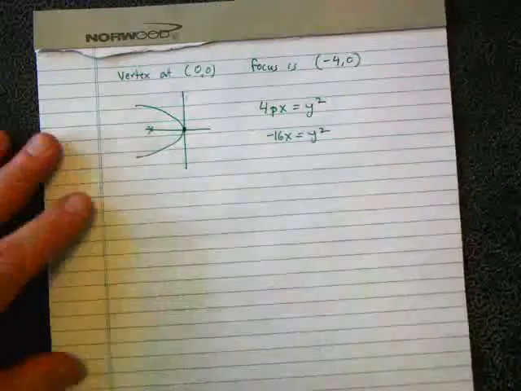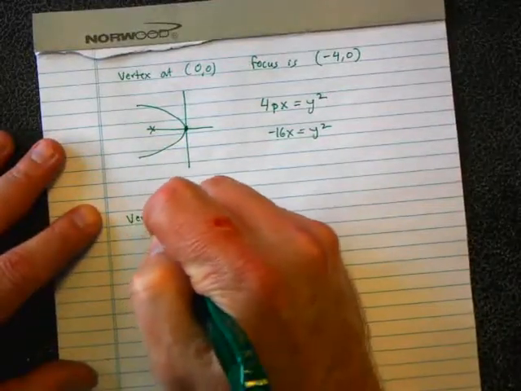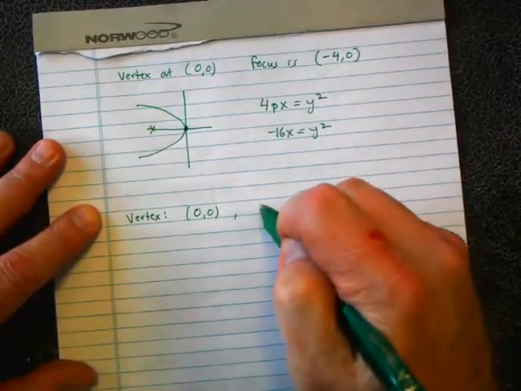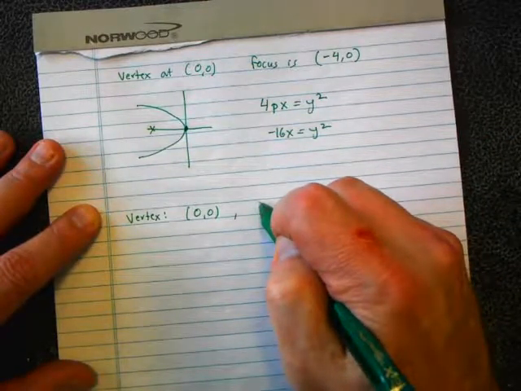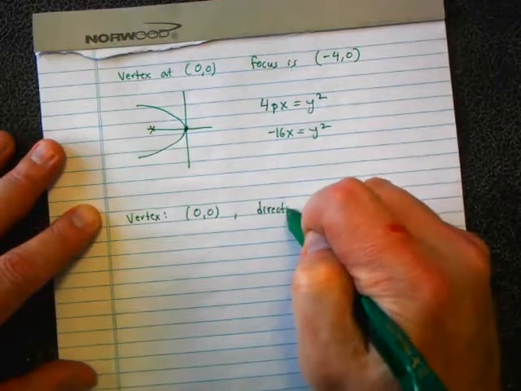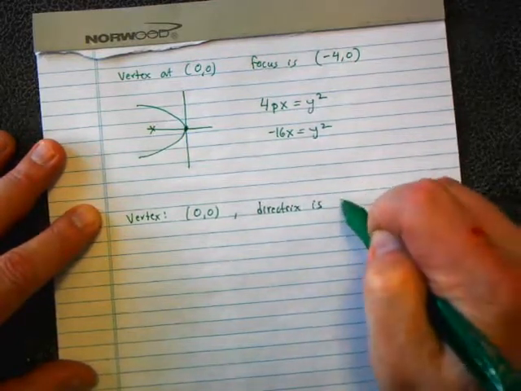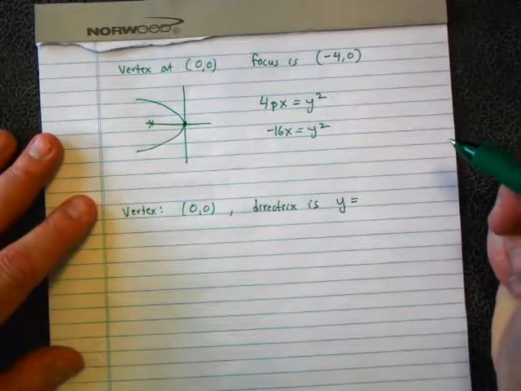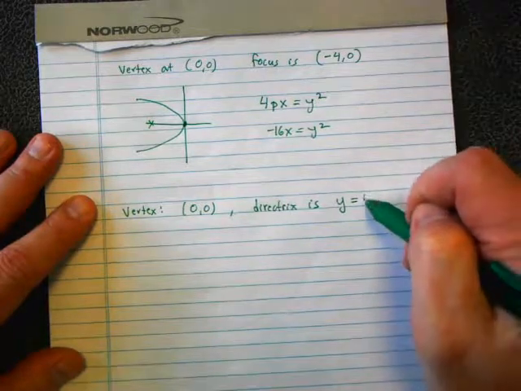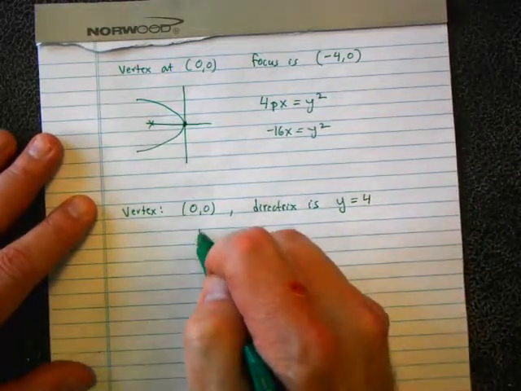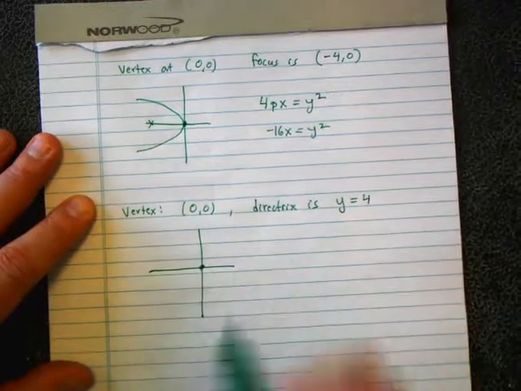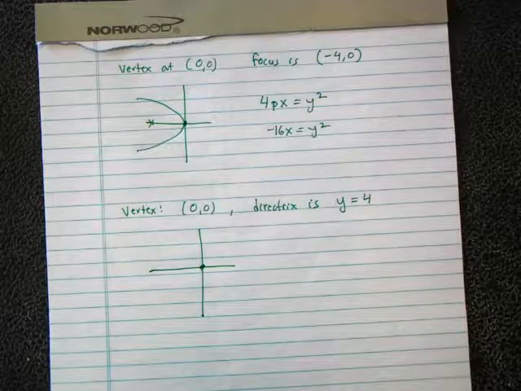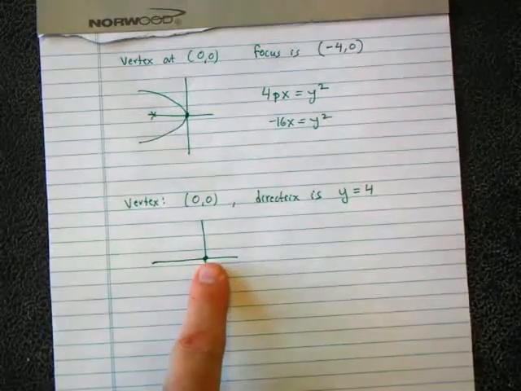How about if I give you vertex is 0, comma 0, and I gave you the directrix is y equals, I don't know, anybody got a number they like? 4? Y equals 4. What does this tell you about the parabola? Up, down, left, or right? Down, because our vertex would be at the origin still.